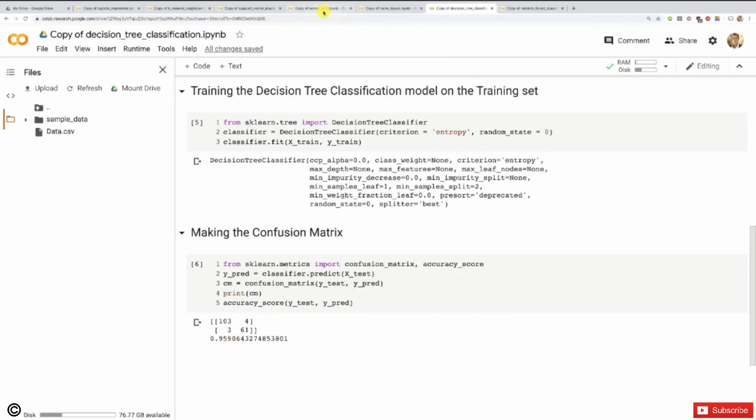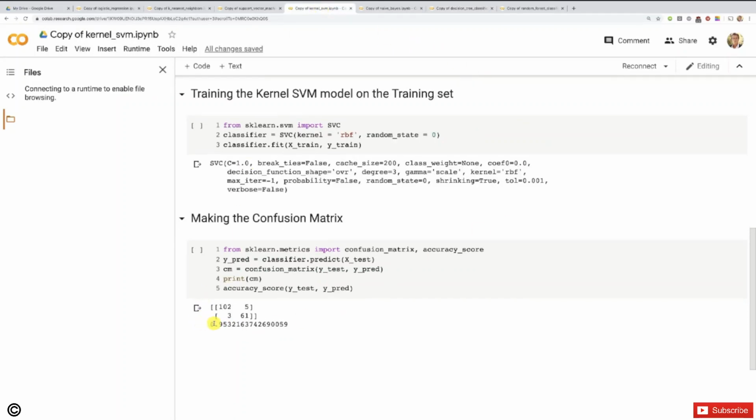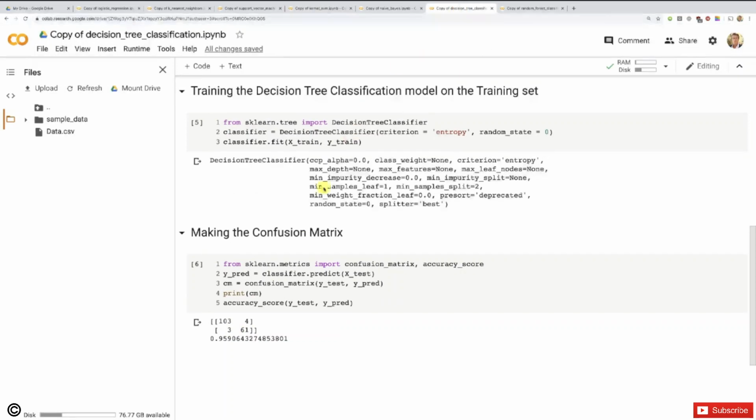It beat the accuracy of the kernel SVM by very little. The kernel SVM made 8 incorrect predictions, 5 plus 3, and the decision tree classification made 4 plus 3, so 7 incorrect predictions, resulting in an accuracy of almost 96%. Wow, that's really, really good.